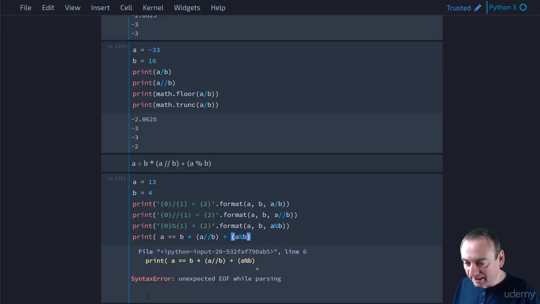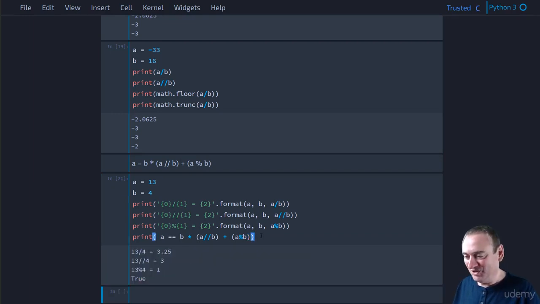Okay, so let's take a look at our results. And of course, I have to close off the print statement. So there we go. All right, so 13 divided by 4 is 3.25. That was a float. 13 div 4 was 3, the floor of that. 13 mod 4 is 1. And that equation is satisfied. You can see that it returns true. So A is indeed equal to this whole expression here.